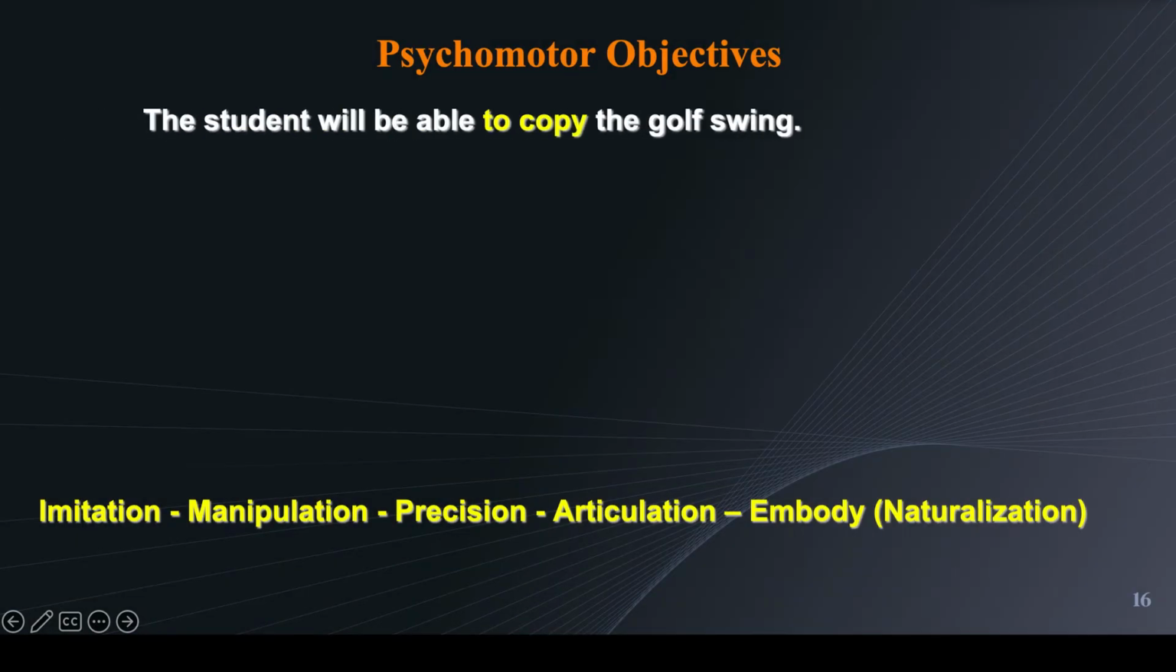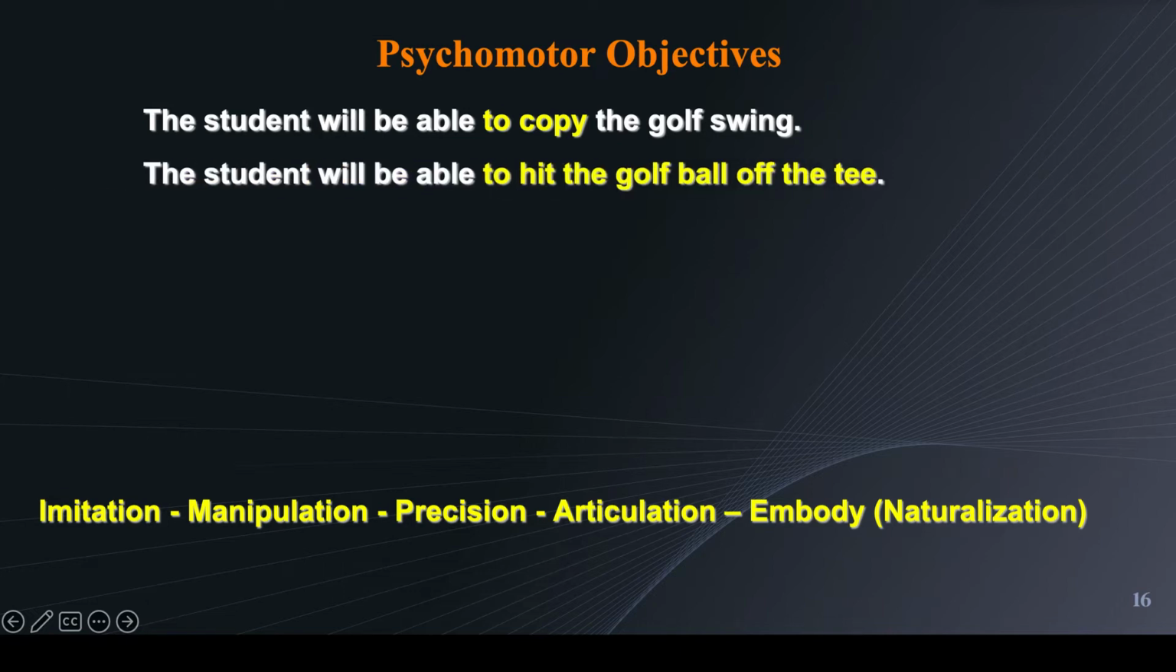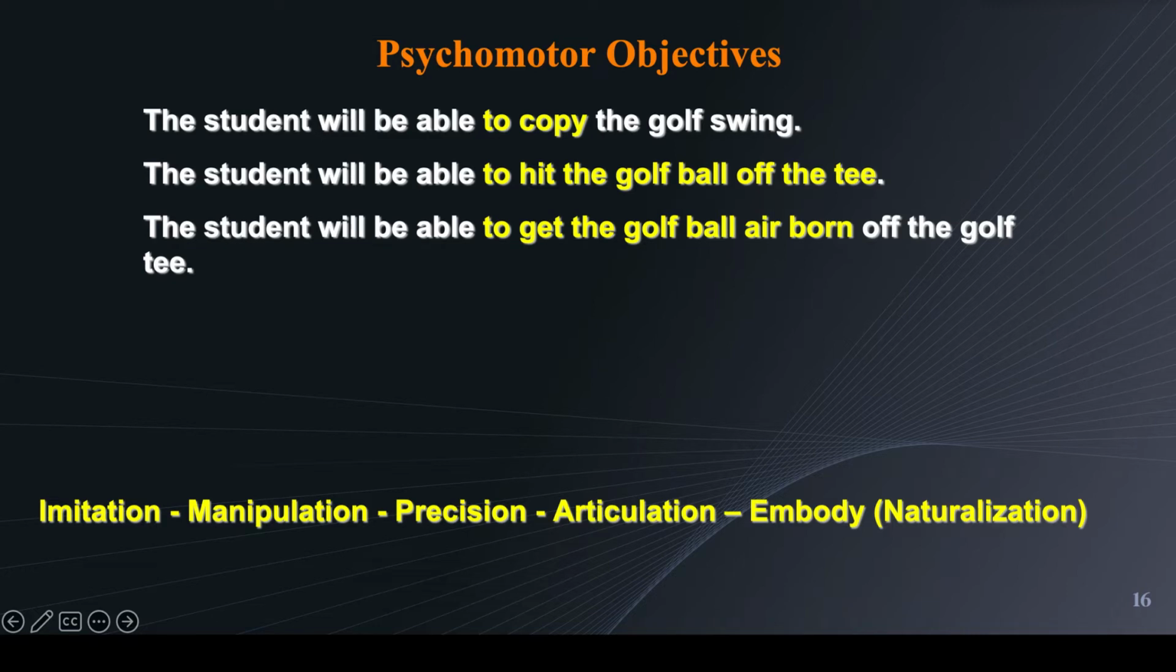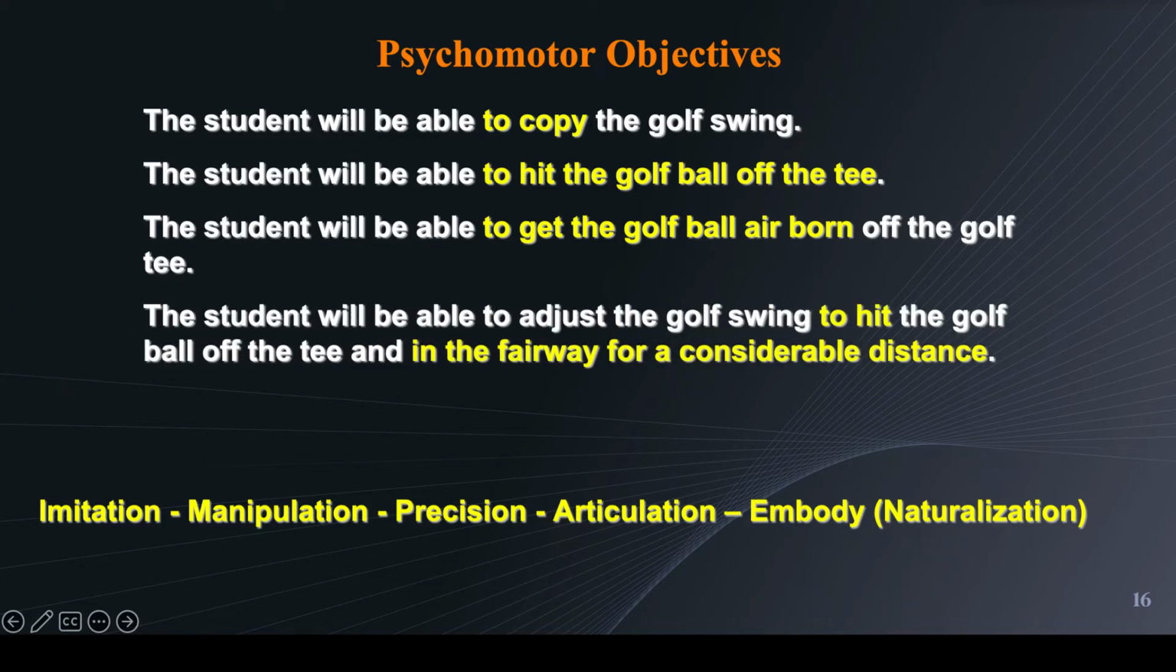For example, if you're going to hit a golf ball, if that was one of your PE lessons, the student will be able to copy the golf swing. That is, or simply show that they can swing a club. Then they're going to be able to swing the club to hit the golf ball off the tee. Then they're going to be able to hit the golf ball off the tee airborne, and then be able to hit the golf ball off the tee into a fairway for a considerable distance.